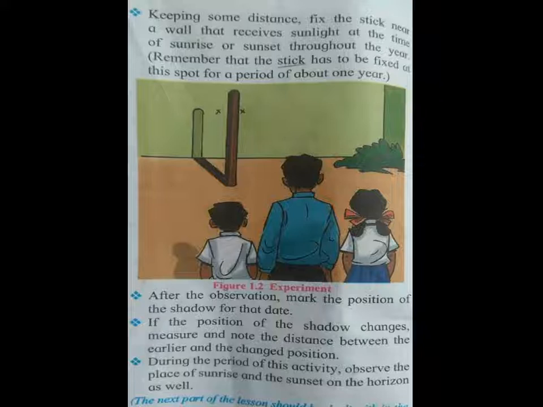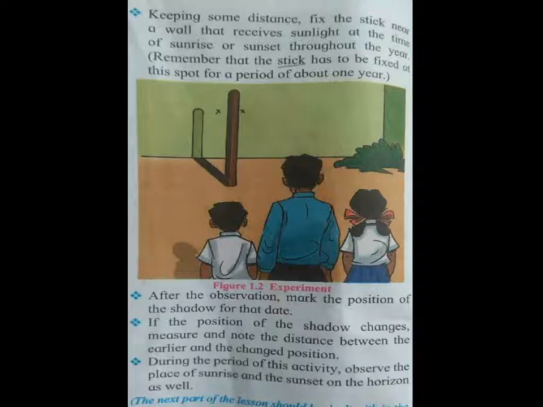If the position of the shadow changes, measure and note the distance between the earlier and changed position. And during the period of this activity, what you have to do? Observe the place of sunrise and sunset on the horizon as well. Very important, on the horizon as well. And what will the next part of the lesson deal with? There is an activity given, and you have to study the duration of daytime and night time on the basis of observation from the table.